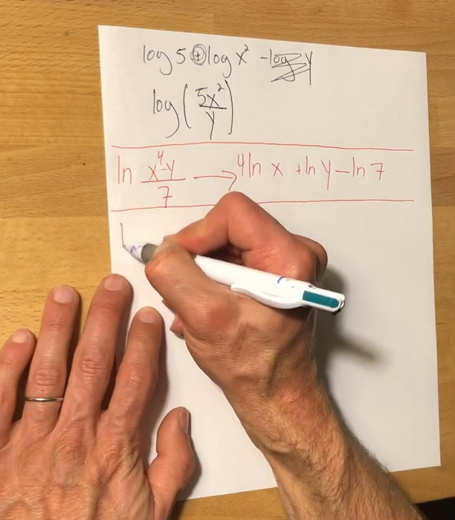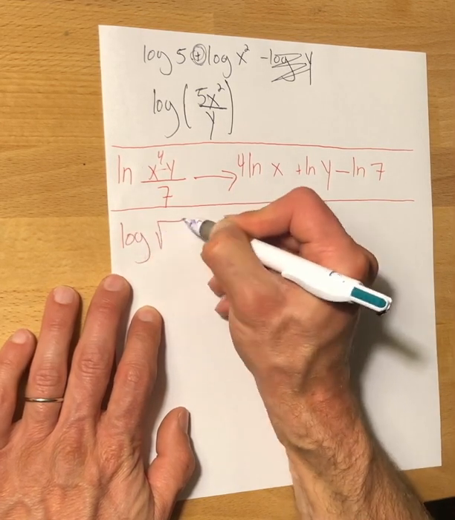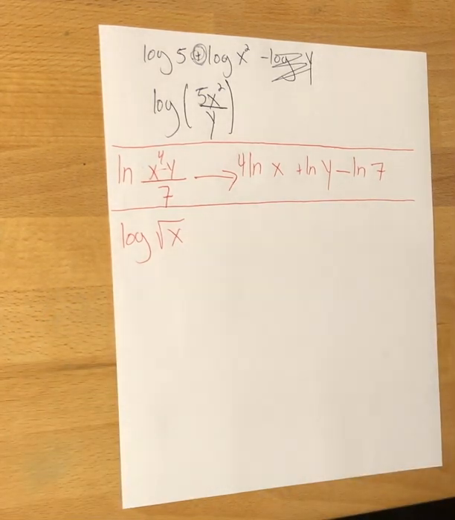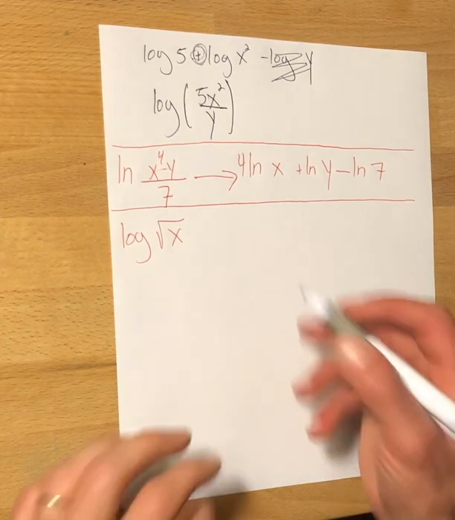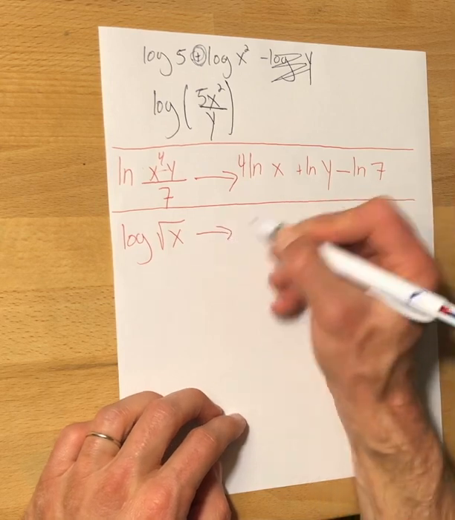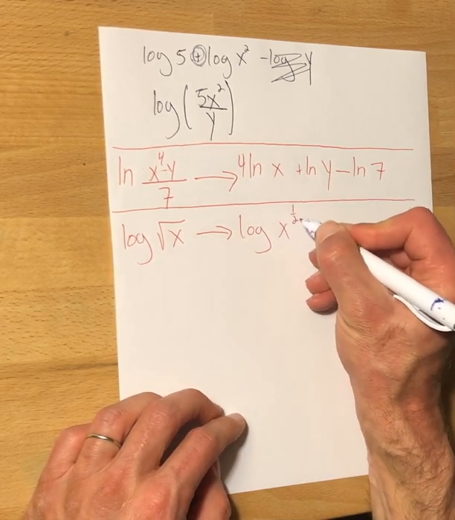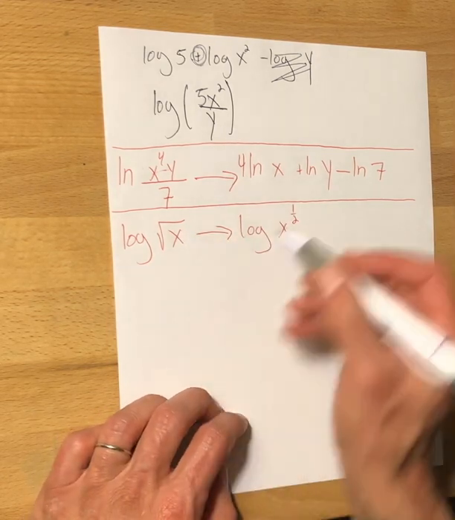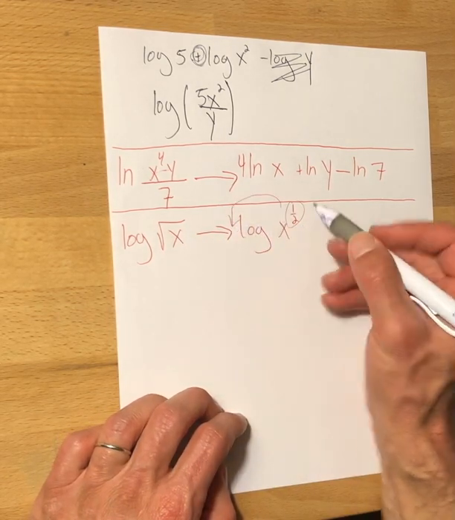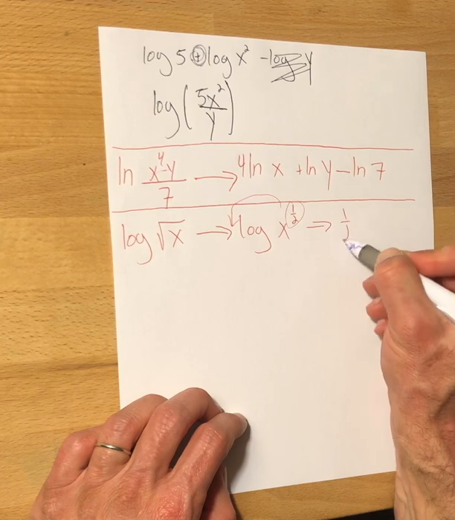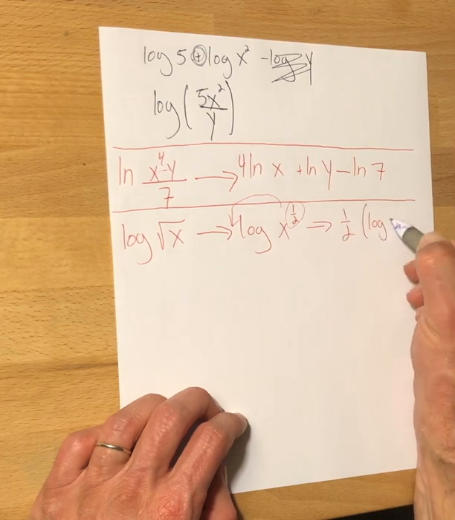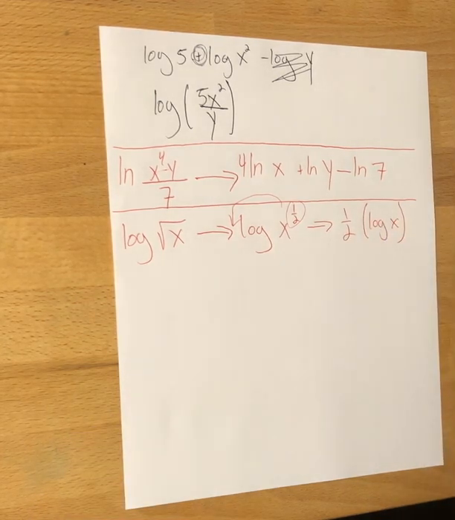Next thing, see if you can change this using the power property. Pause the video, see if you can. It should take you about 10 seconds. All right, I could rewrite this as log x to the 1/2, because the 1/2 power is a root. Now this travels, boop, in front, and it becomes 1/2 times log x. There you go.